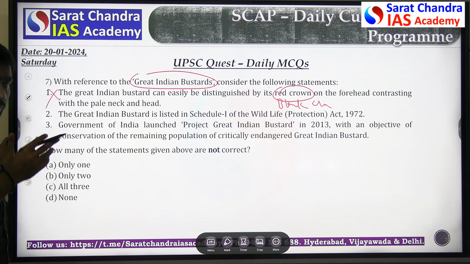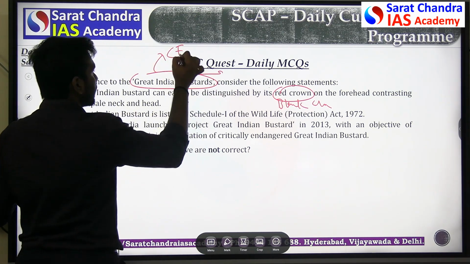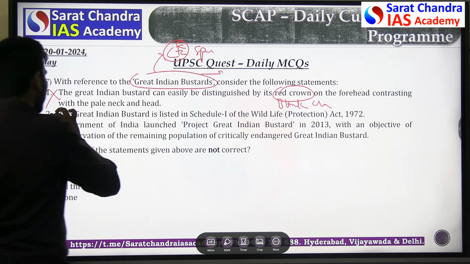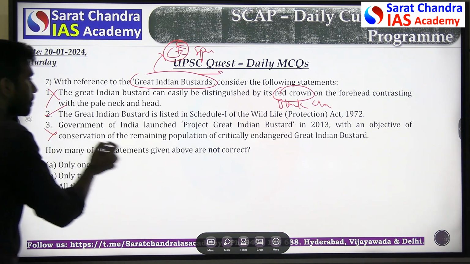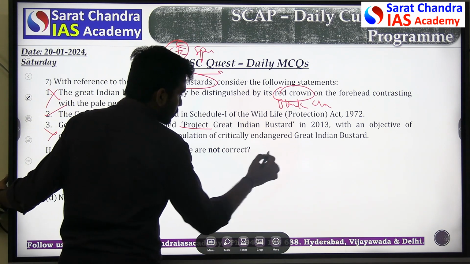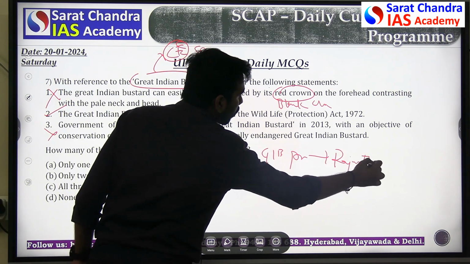Under Schedule 1 means which requires utmost protection. So Great Indian Bustard is classified under critically endangered species, and it is listed in Schedule 1 of Wildlife Protection Act 1972. Okay, Government of India launched Project Great Indian Bustard in 2013 with an objective of conservation of the remaining population of a critically endangered Great Indian Bustard. This is also wrong because the Great Indian Bustard GIB project was launched by Rajasthan government, not Government of India.